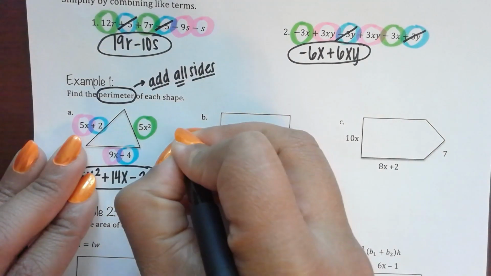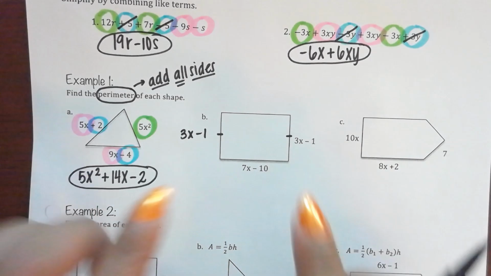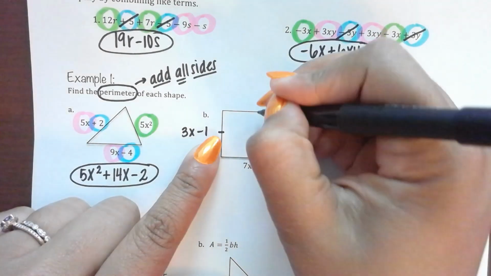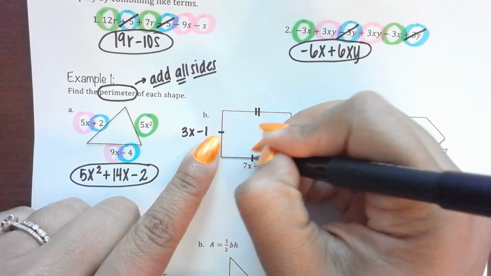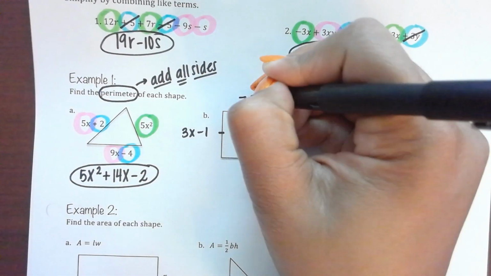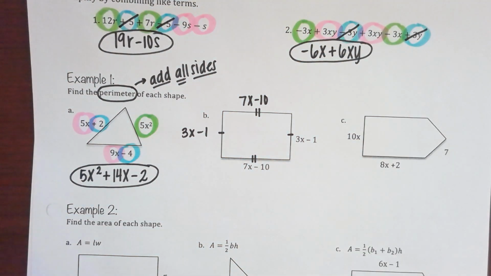3x minus 1. Absolutely. When you see those tick marks, that's telling you what is equal to what? The other side. Absolutely. What's this side length up here? 7x minus 10. If you're not writing this down, you already know, because aren't you about to have to do something like this? Be for real. Be so for real.